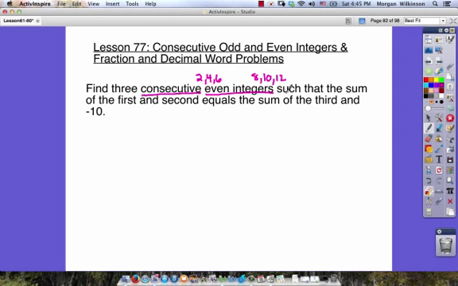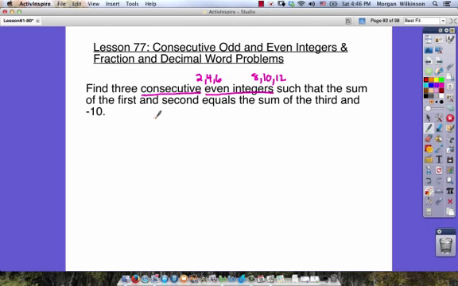Now we need to find them such that the sum of the first and the second equals the sum of the third and negative 10. So what we notice between even integers is that we're always going to add 2 to get to the next one. 2 plus 2 is 4. 4 plus 2 is 6. 8 plus 2 is 10. 10 plus 2 is 12.